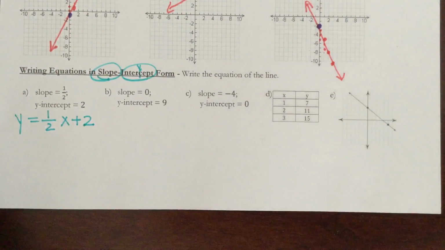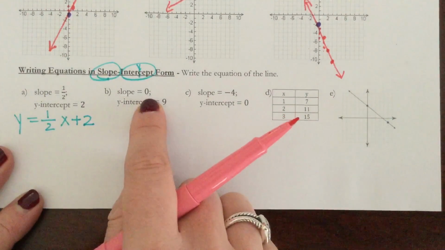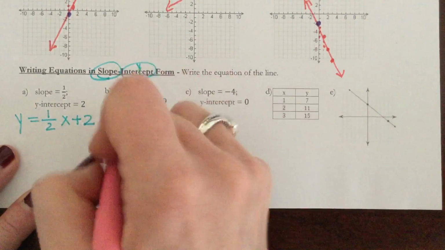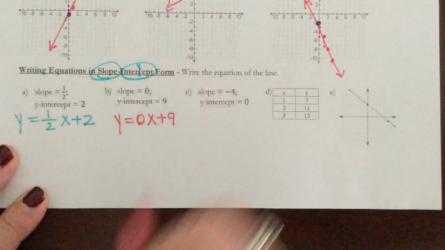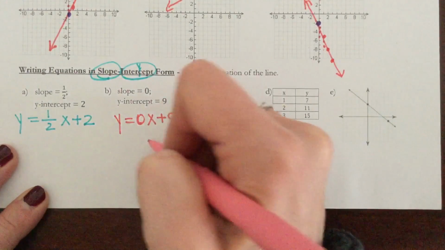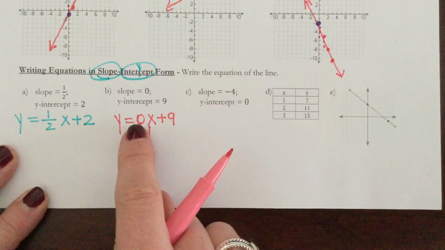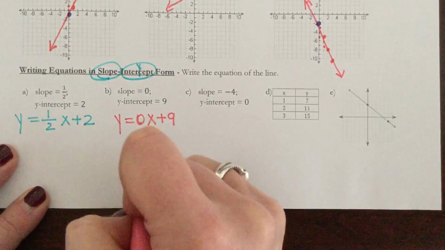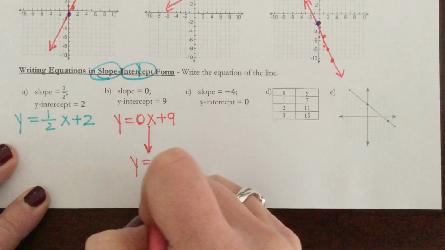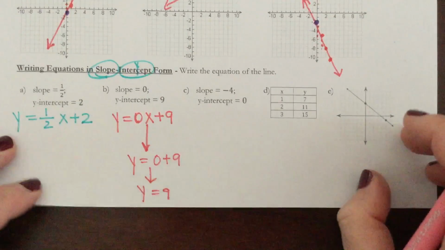In our second example here, my slope is 0 and my y-intercept is 9. Y equals mx plus b. And I can either leave this like this, or I can understand that 0 times x makes 0. And so this becomes y equals 0 plus 9, which simplifies to just y equals 9.